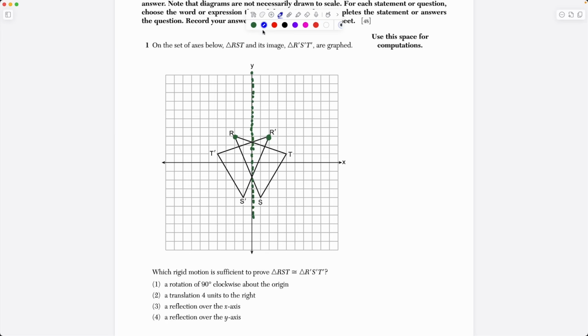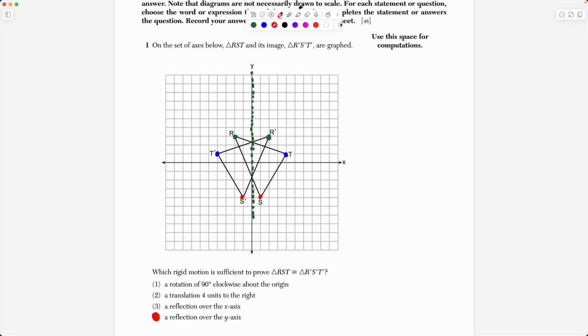And I could even pick another pair of points here. So we take, let's say, point T, and if I reflect over the y-axis, I go 1, 2, 3, 4 to the left, and then I go another 1, 2, 3, 4. It brings me right to T'. And then the last point here, S on the triangle, we could go 1 to the left, 1 to the left to get to S'. So a reflection over the y-axis is going to be our rigid motion.